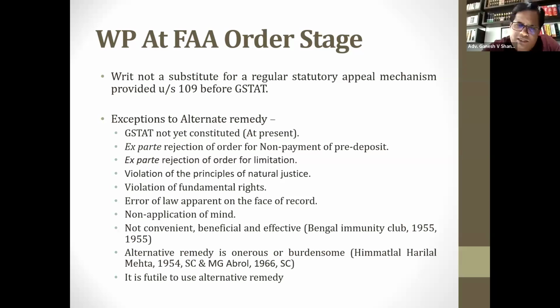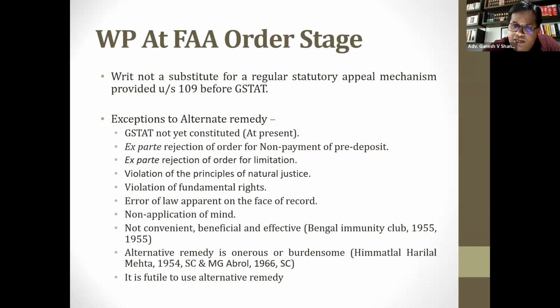Violation of the principle of natural justice is a very famous ground. Violation of fundamental right, error of law apparent on the face of record, non-application of mind by the officer. It's just a stamping exercise which the appeal commissioner does without applying any mind. Not convenient, beneficial, or effective.